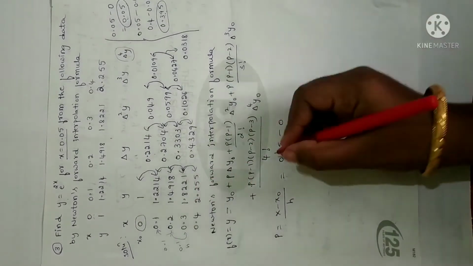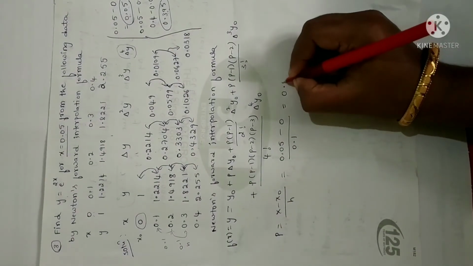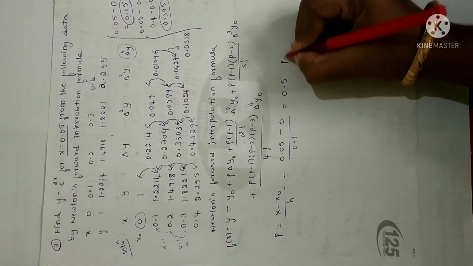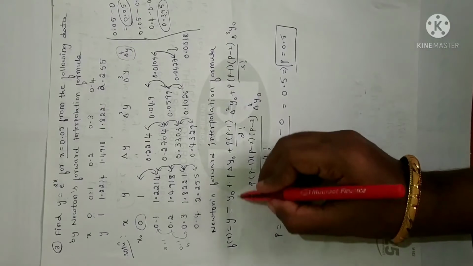So everywhere 0.1 is the common difference, therefore h value is 0.1. So when you divide you will get 0.5. So p value is 0.5. Now let me make a list of all the values.